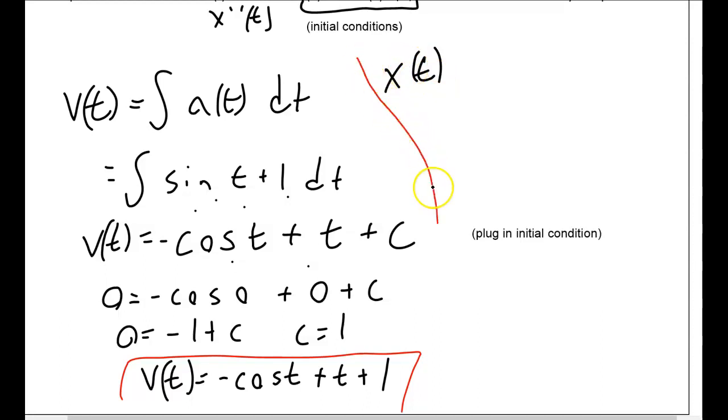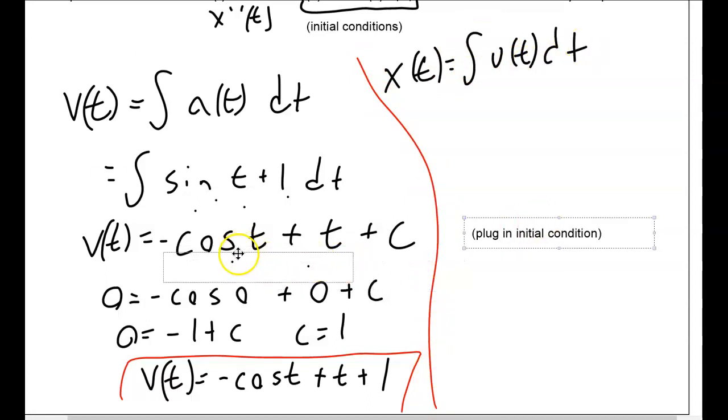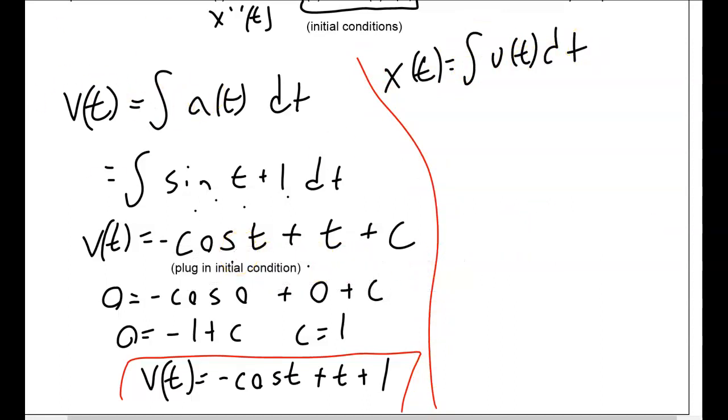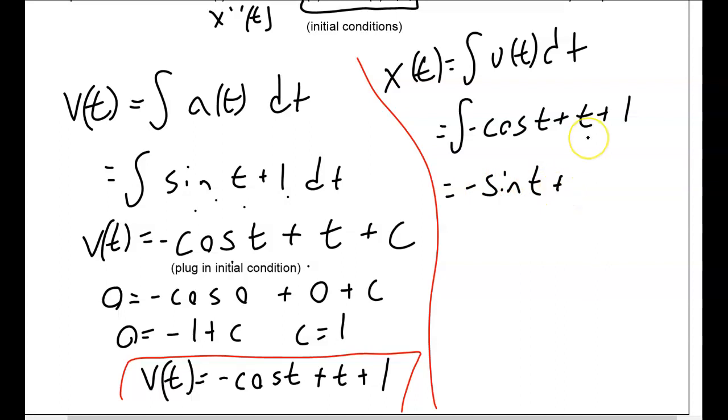So we still need x of t. So x of t is going to be the integral of v of t. So we're going to do essentially the same process again, right? We want the integral of negative cosine of t plus t plus 1. And the integral of negative cosine now is negative sine, because the derivative of negative sine would be negative cosine. This is just a power rule one, so I add 1 to the exponent and divide by it. That gives me t squared over 2. The integral of 1 is t, plus my constant.